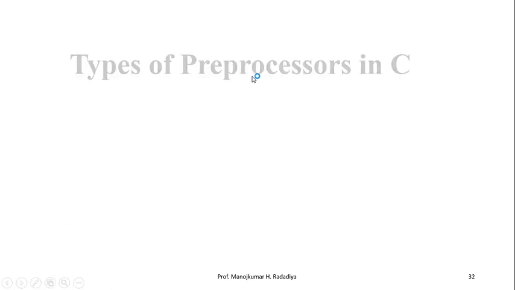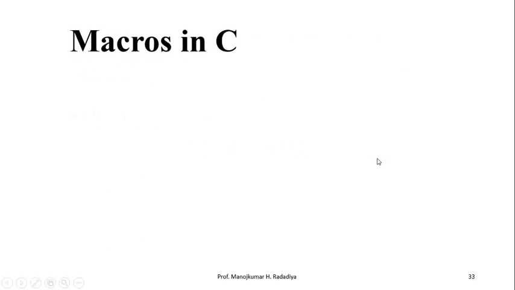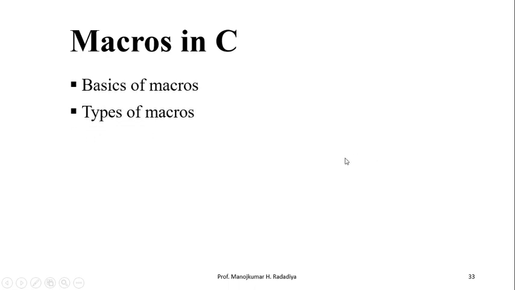Now the types of preprocessors in C. The first one is the macro and the second one is the file inclusion. So there are two types of preprocessors in the C language, macros and file inclusion. We are continuing with the first one, that is the macros in C language. So in the next slides we see the basics of macros, the types of macros, and different predefined macros that are available in the C language or the C library.